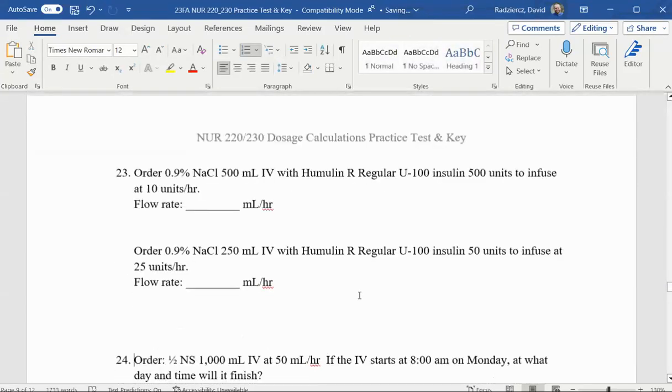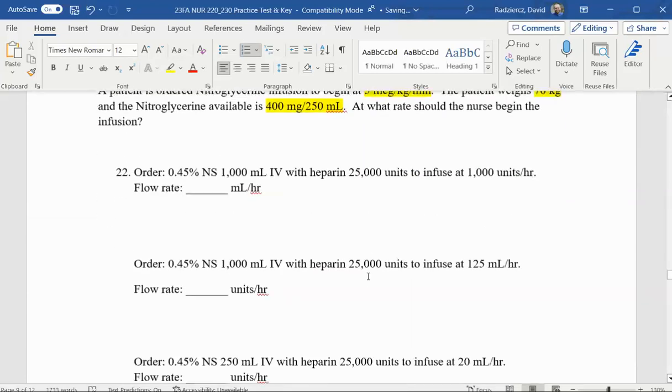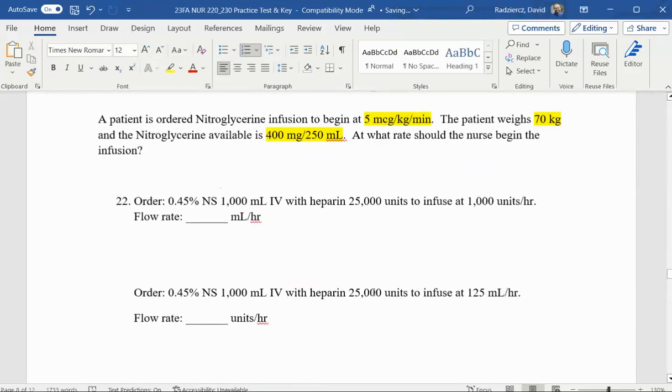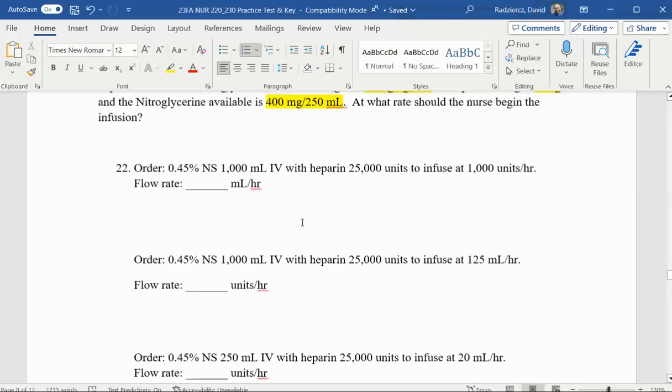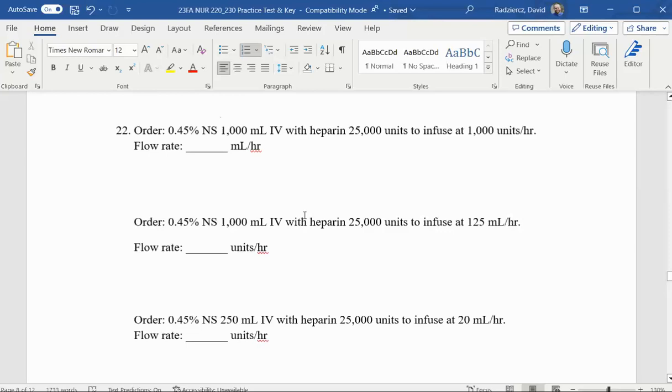Okay. All right. So one of the things that's kind of new with your infusions are the heparin and insulin type questions. I think the blueprint just said two. Let's double check. Yeah, there's two heparin bolus, heparin infusion questions and two insulin questions. So I've actually written up more than that for your practice. You may or may not like that, but there's more than two. So I gave you a variety, that way you can see what they look like.